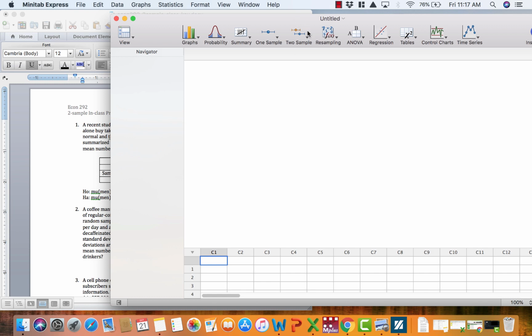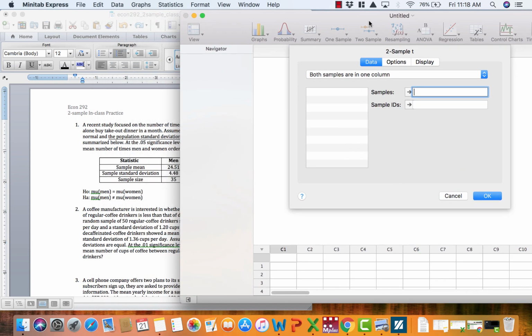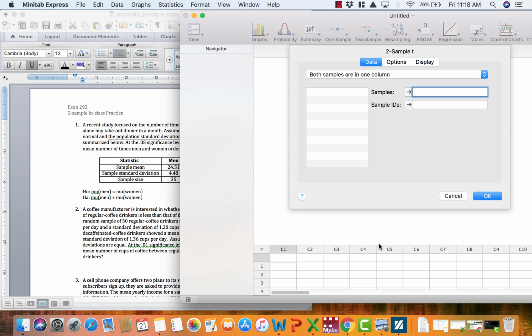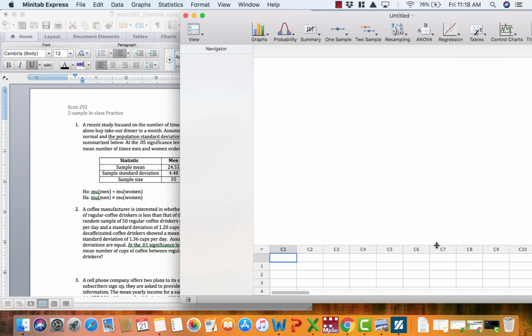All right, so let's go under two sample, and we are going to go to t. So again, that's two sample t. Let's talk a little bit about these three options in the dropdown, because in the homework you're going to use all three. So both samples are in one column. What would that look like? Let's just go ahead and show you.